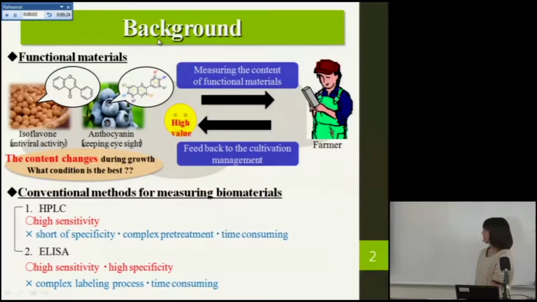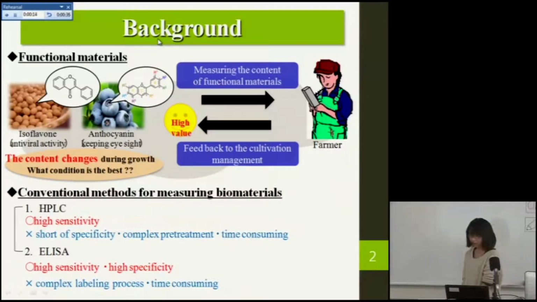So let me introduce my background of my research. These days, people tend to care about their health, and functional materials are attracting more attention. There are many functional materials in the world. The isoflavone and anthocyanin are famous. And so far, it's clear that the content of functional materials changes during growth. But it's not clear what the relationship is between growing condition and the content of functional materials.